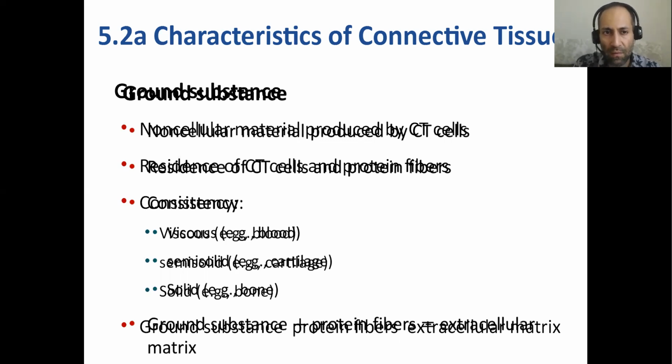So then you have finally ground substance. Ground substance is non-cellular material, which is produced by your connective tissue cells, right? And it's kind of like a jelly-like substance in places like cartilage, okay? It could be viscous, like in blood, or it could be solid, for example, in bone. So ground substance could be in different forms depending on where in the body it's found, okay? All right, so when you take ground substance and the protein fibers together, that is what extracellular matrix is, the protein fibers plus the ground substance.